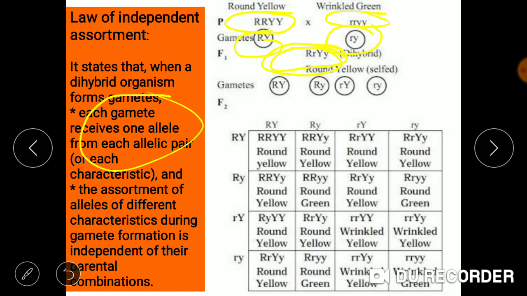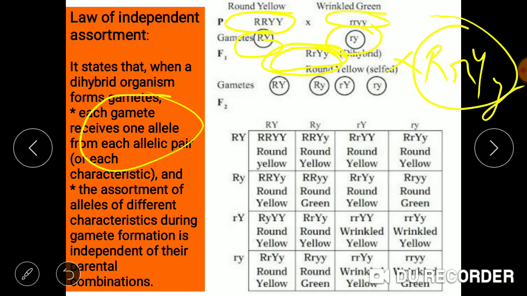But before that, we need to perform the crossing. For crossing, we need to take out the gametes. When the crossing is done between the same genotypes, capital R small r and capital Y small y, it is called selfing. So we perform the selfing between the two genotypes, and for that we need to take out the gametes.